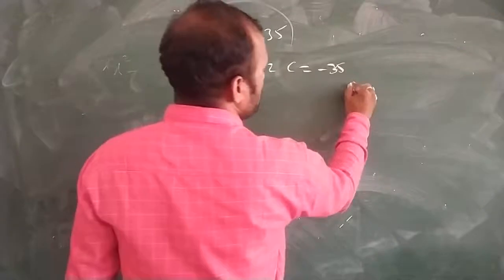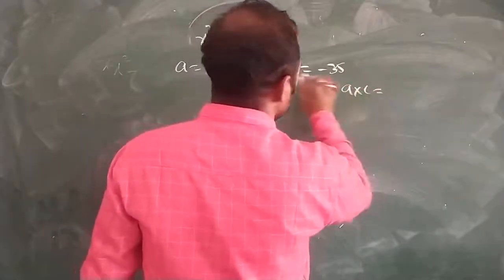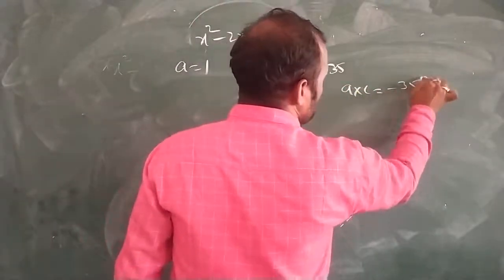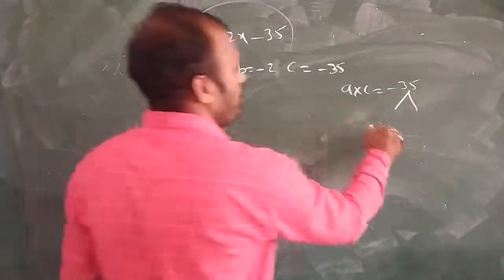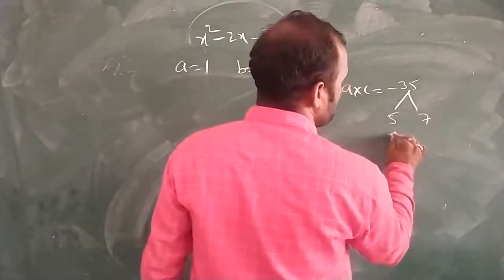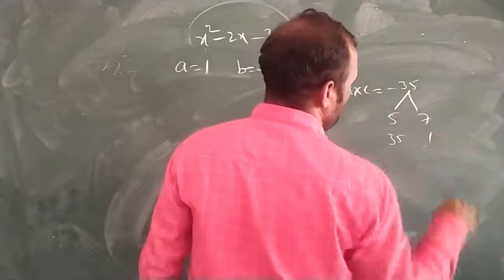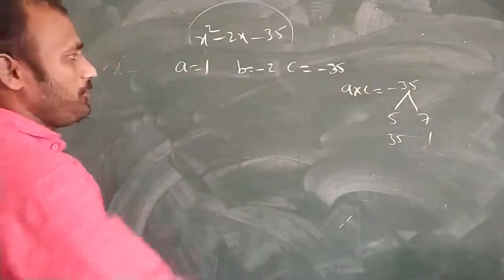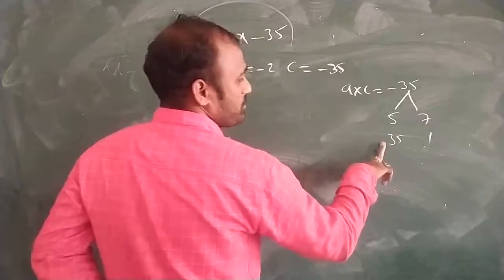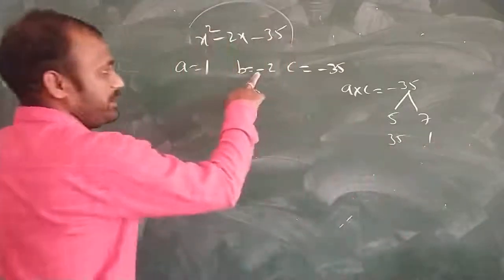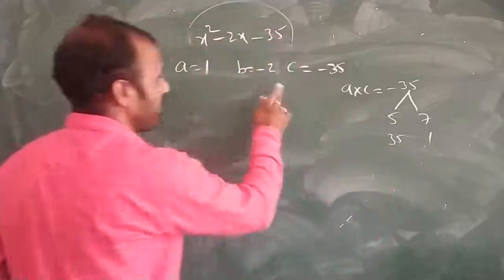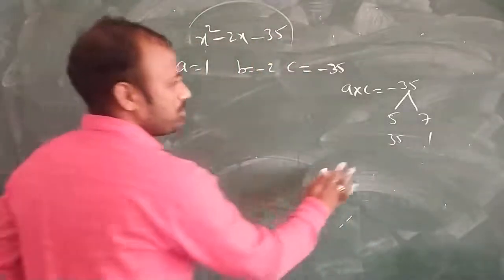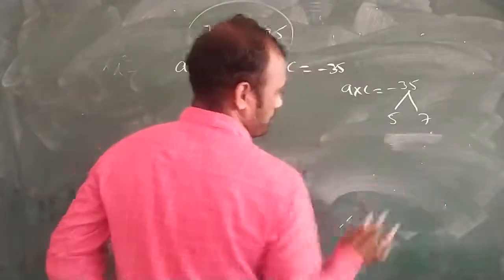Now a into c, which is 1 into minus 35, is minus 35. So 35 we have to split. Only two options are there. We can split it as 5 7s or 7 5s, or 35 1s. If I consider 35 1s, 35 plus 1 is 36, it is not matching with b value. 35 minus 1 is 34, it is not at all matching with b value. So this is not at all fit for our solution.